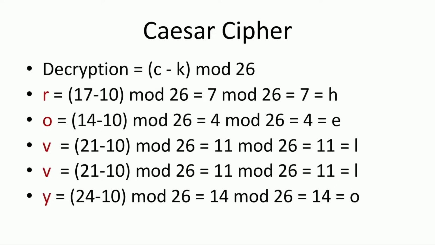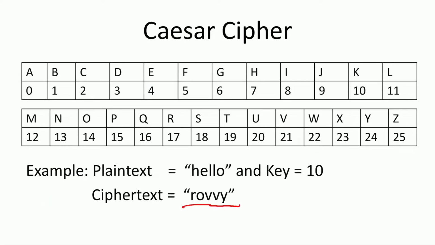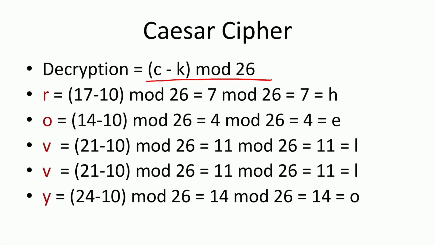Let's look at the decryption part. So for decryption, we have the formula C minus K mod 26. Again, from this ciphertext, we have to get the numerical mappings of all these letters. So R maps to 17, O maps to 14, V maps to 21, and Y maps to 24. So we will apply C minus K mod 26 on each of these letters.